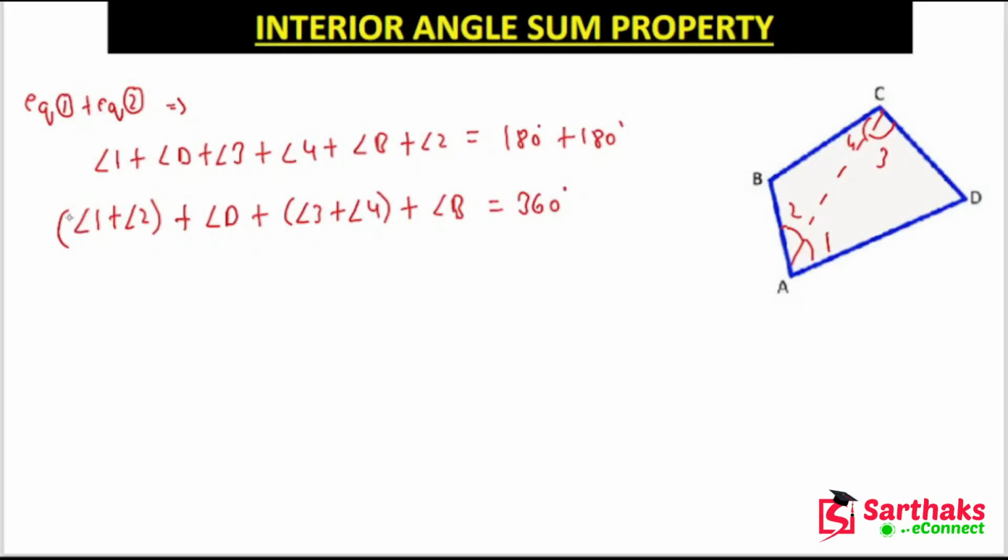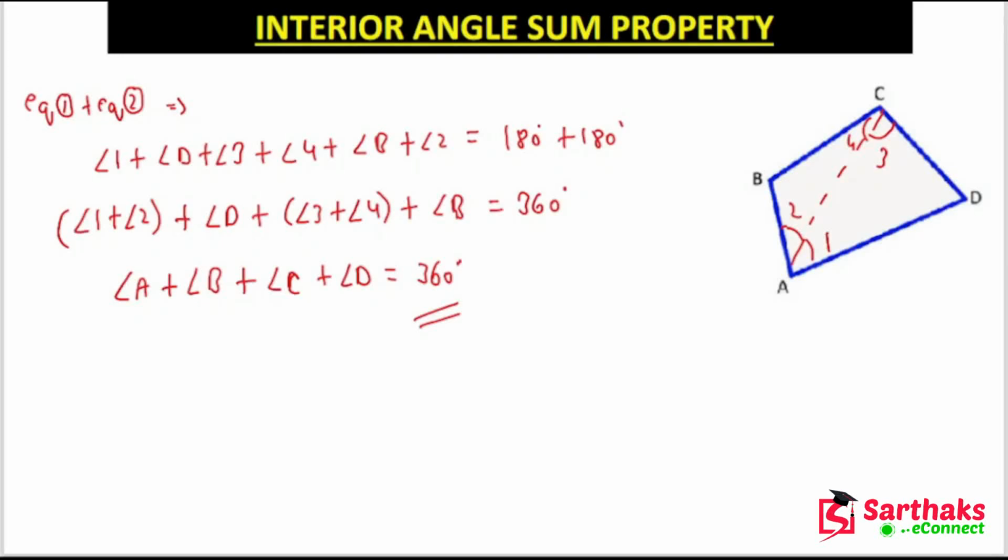Now we have already seen that angle 1 plus angle 2 is nothing but angle A. Then we have angle B. Then angle 3 plus angle 4 is nothing but angle C. And then we have angle D. So the sum of all interior angles of a quadrilateral is equal to 360 degrees. Hence proved. So we can clearly see that the sum of all interior angles of a quadrilateral is 360 degrees.